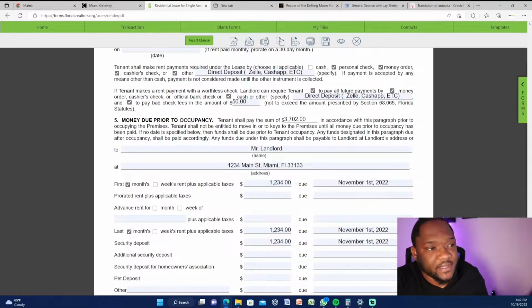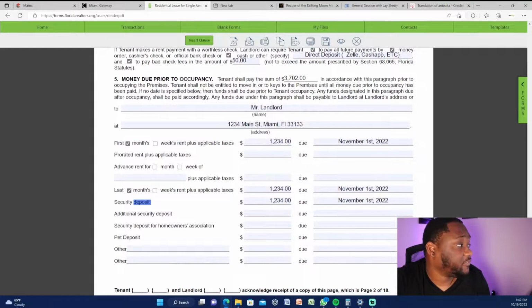You always want to select what the payment is made for. So if one of the payments is for the first month on November 1st, the second payment will be for the last month, and the last payment will be for the security deposit. If for any reason your tenant decides to pay an advance month, make sure you select that. If they pay an additional security deposit, make sure you put that here.